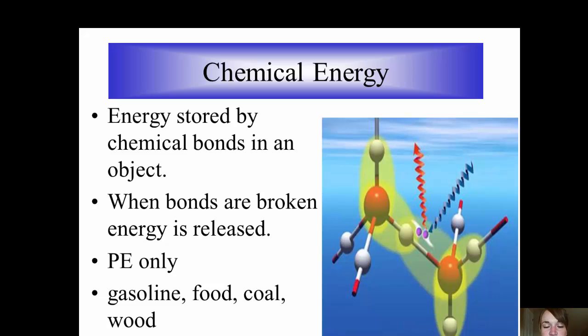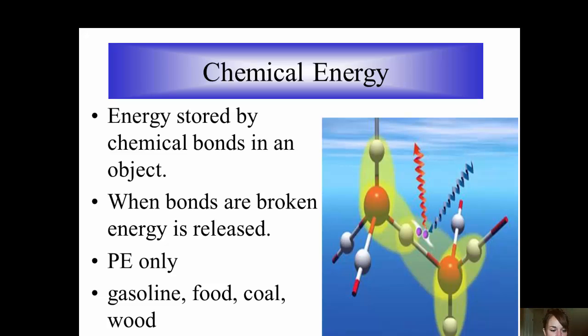Our next form of energy is chemical energy. This one is energy that is stored by chemical bonds in an object. So all objects are made up of chemicals. Those chemicals have somehow bonded together to hold them in. When those bonds are broken, they release an energy. Now we're talking about stored energy.